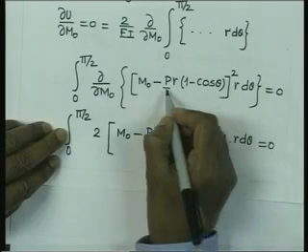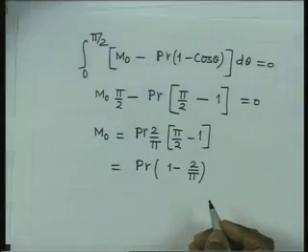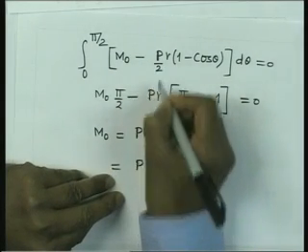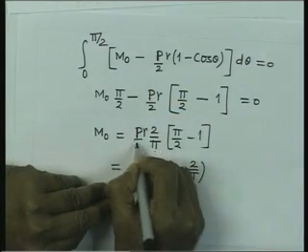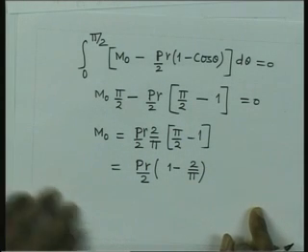Yes, I think we have one mistake here, and we have just to take care of this. We have missed this 2 here. So, if we carry forward this 2, then M0 will be PR by 2 times this.